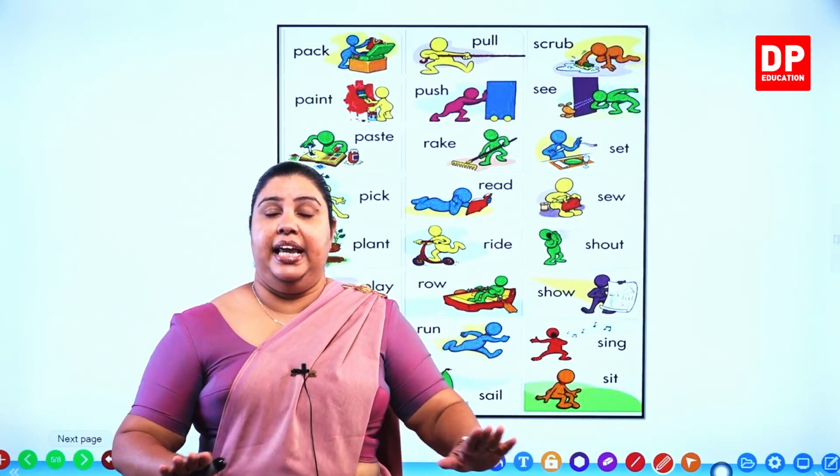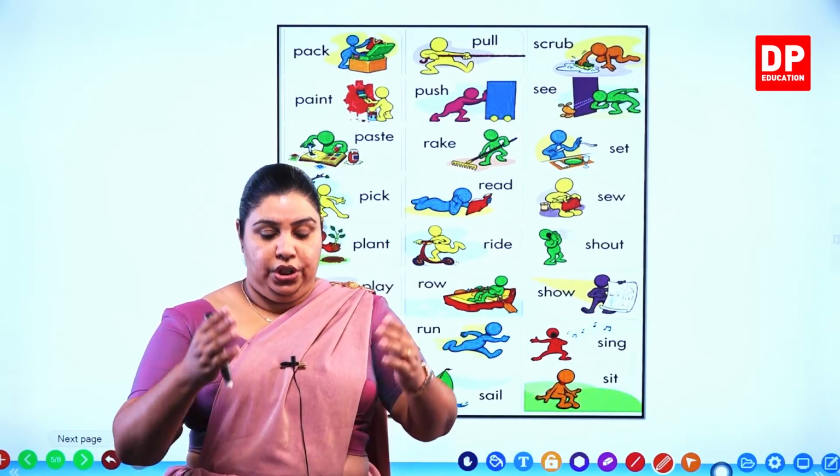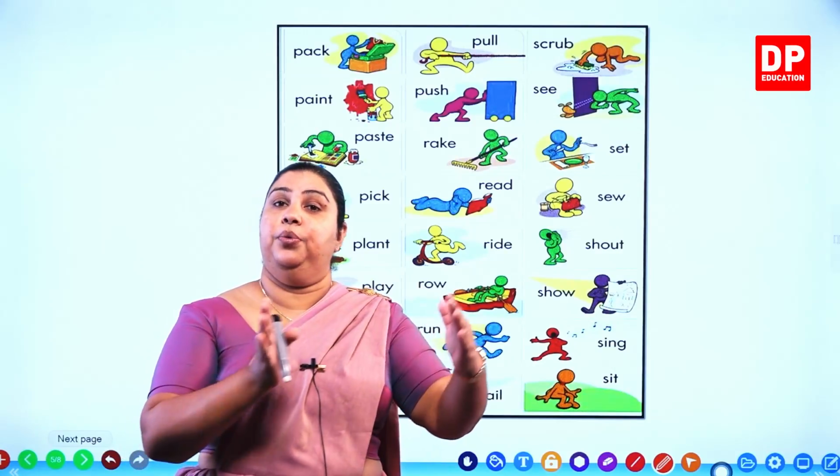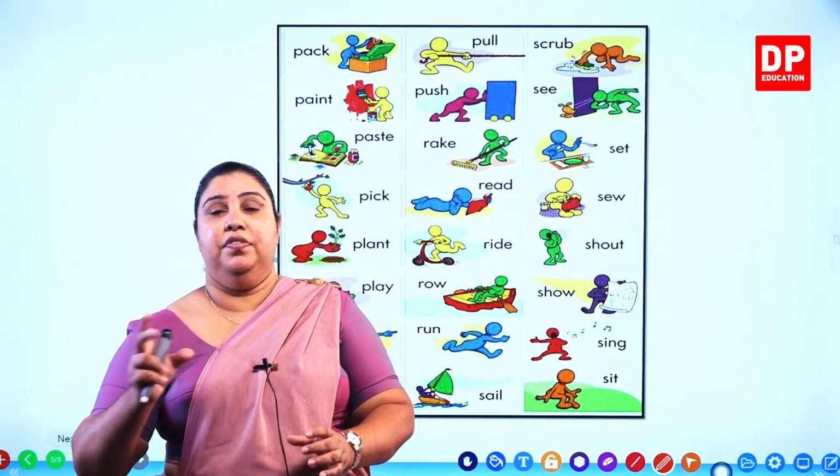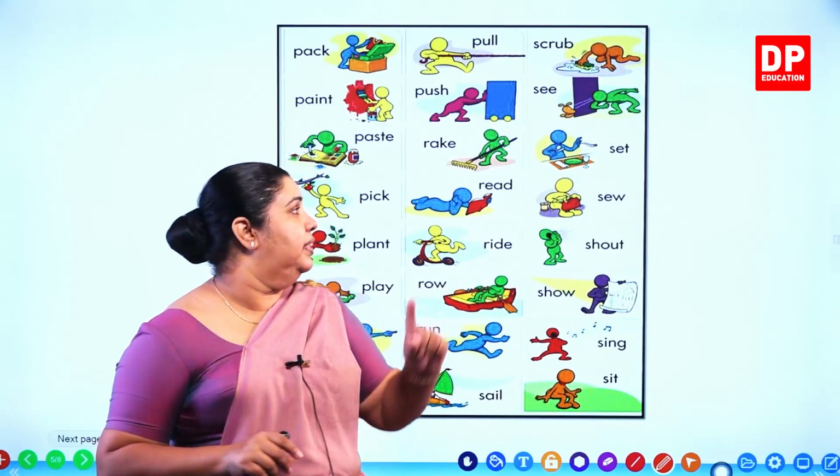Then set. What is set? You set the table. That is something that you do. You lay the table. Keep the plate. You keep the serviette. Keep your glass of water. You set the table. Set.